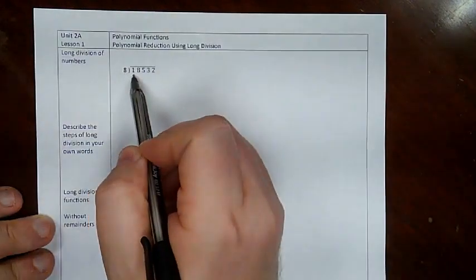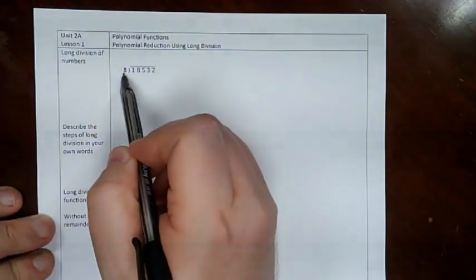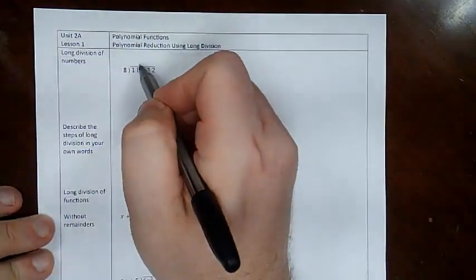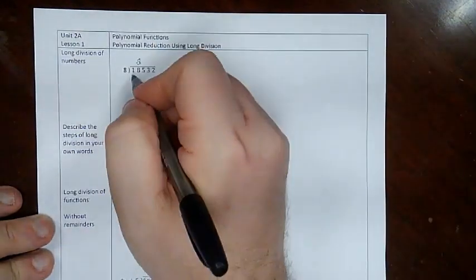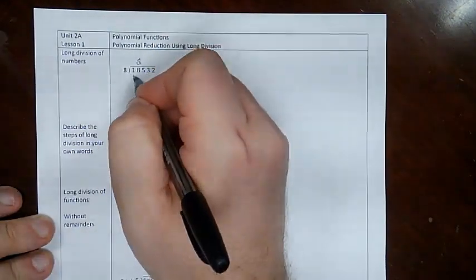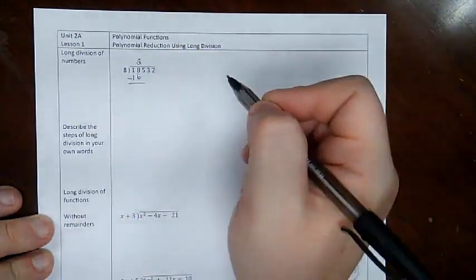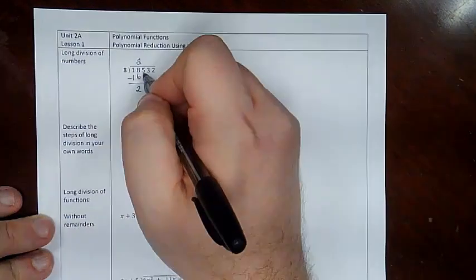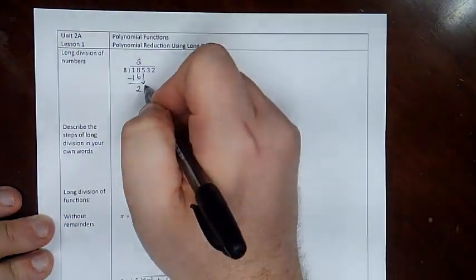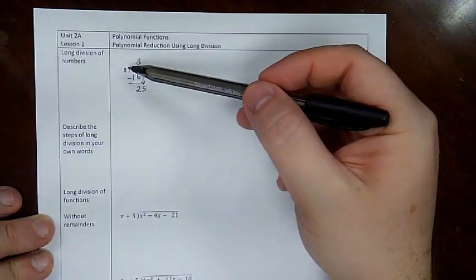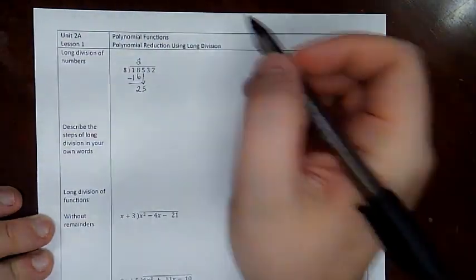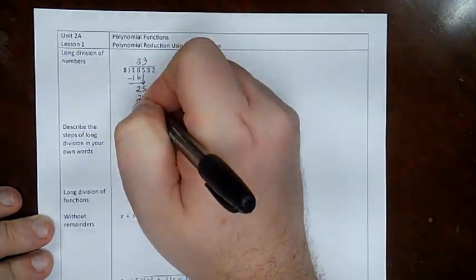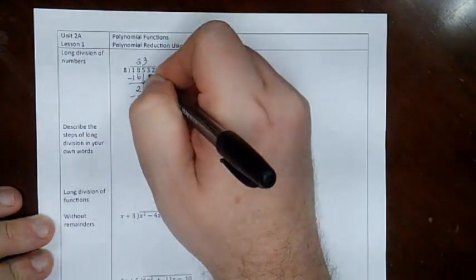So I'll start here and say, can I divide 8 into 1? No. So can I divide 8 into 18? I can. 8 will go into 18 2 times, leaving me with 2 times 8 is 16, and I subtract, leaving me with 2. Next, I will bring down the next term, which is 5. So now I'm saying, how many times can I divide 8 into 25? Which is 3. 3 times 8 gives me 24. When I subtract, I have 1.